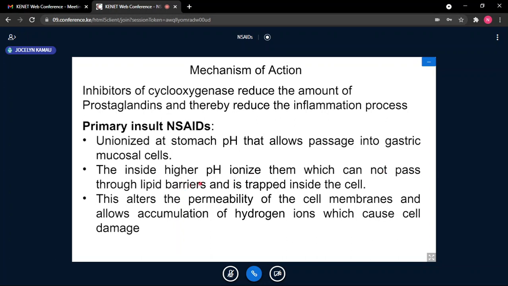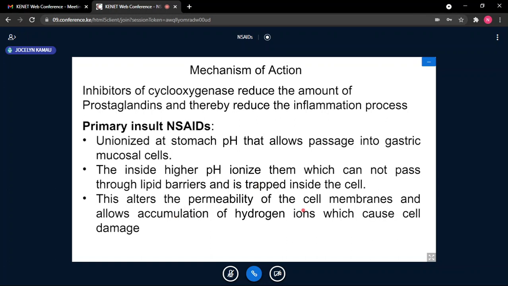So we are saying inside the mucosal cell, the pH is slightly higher, slightly basic, and the acidic drug will be more ionized inside the mucosal cell because the pH is slightly basic, 7.4. Now, once the drug is ionized, it will generate a high concentration of hydrogen ions. And therefore, because it is ionized, it cannot pass out, so it stays within there.